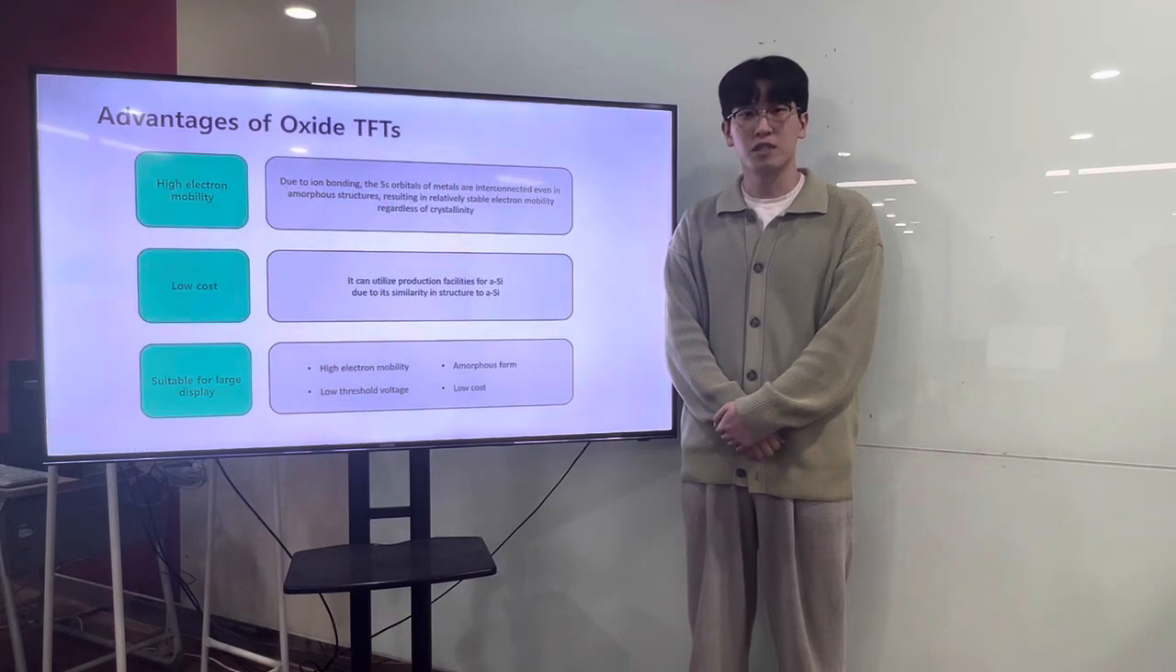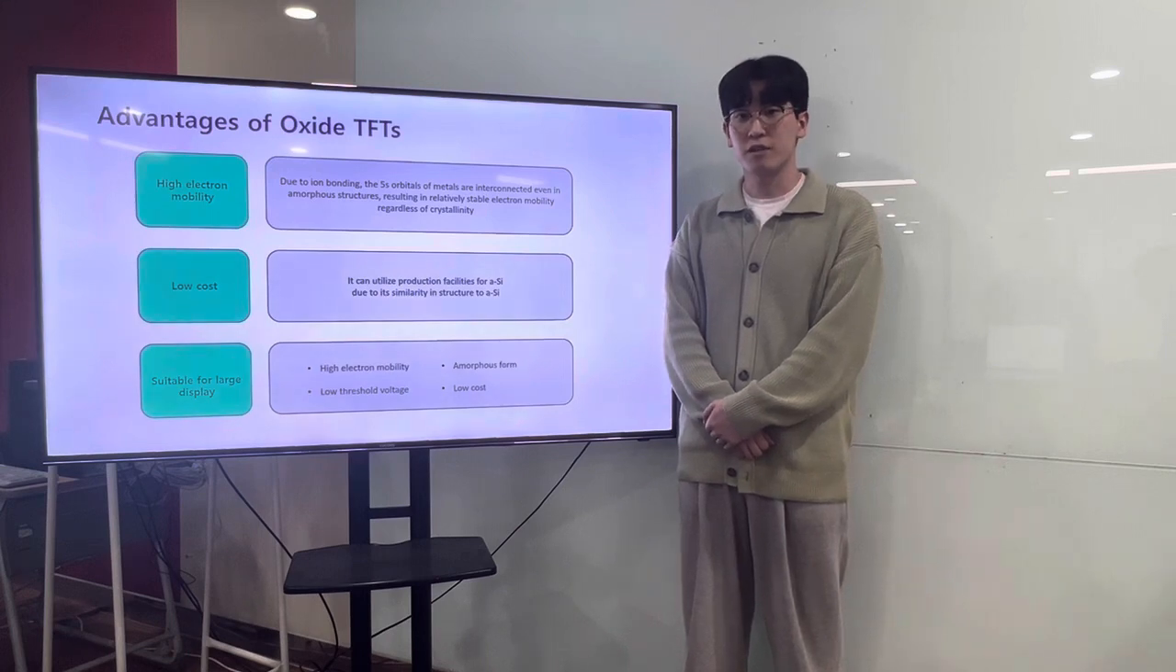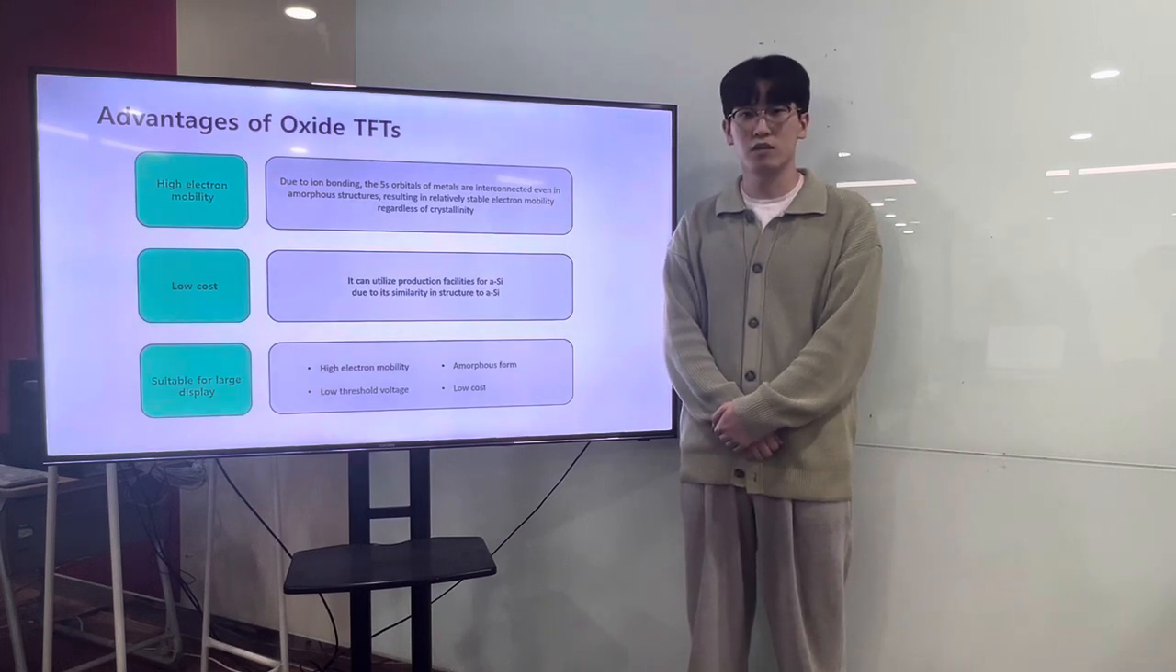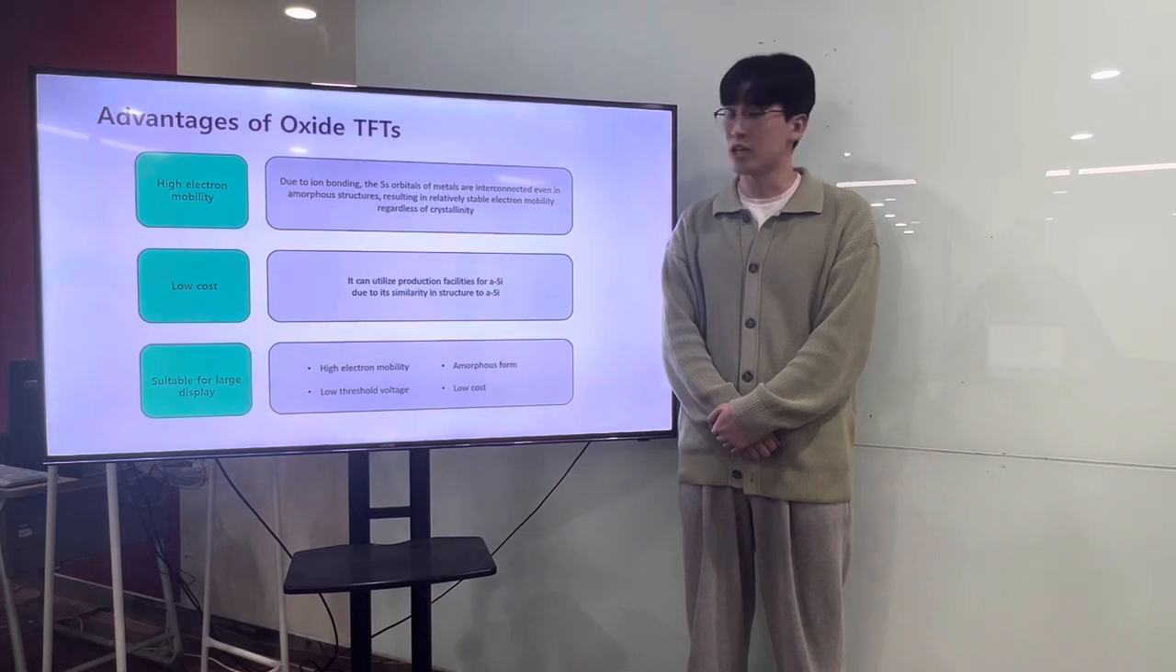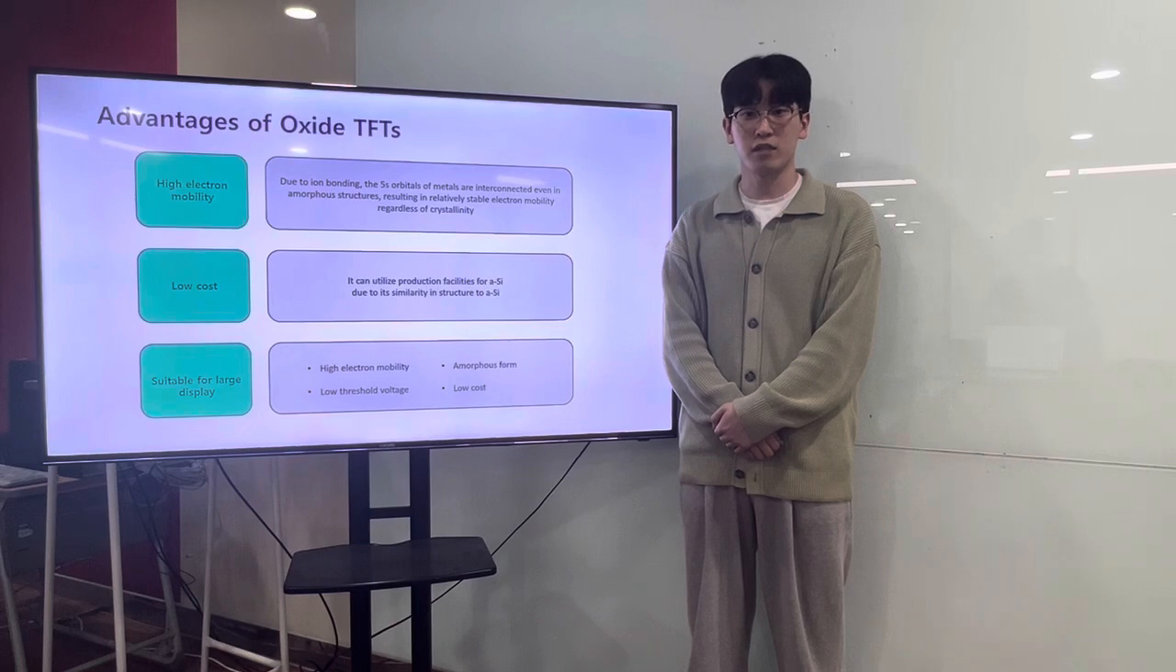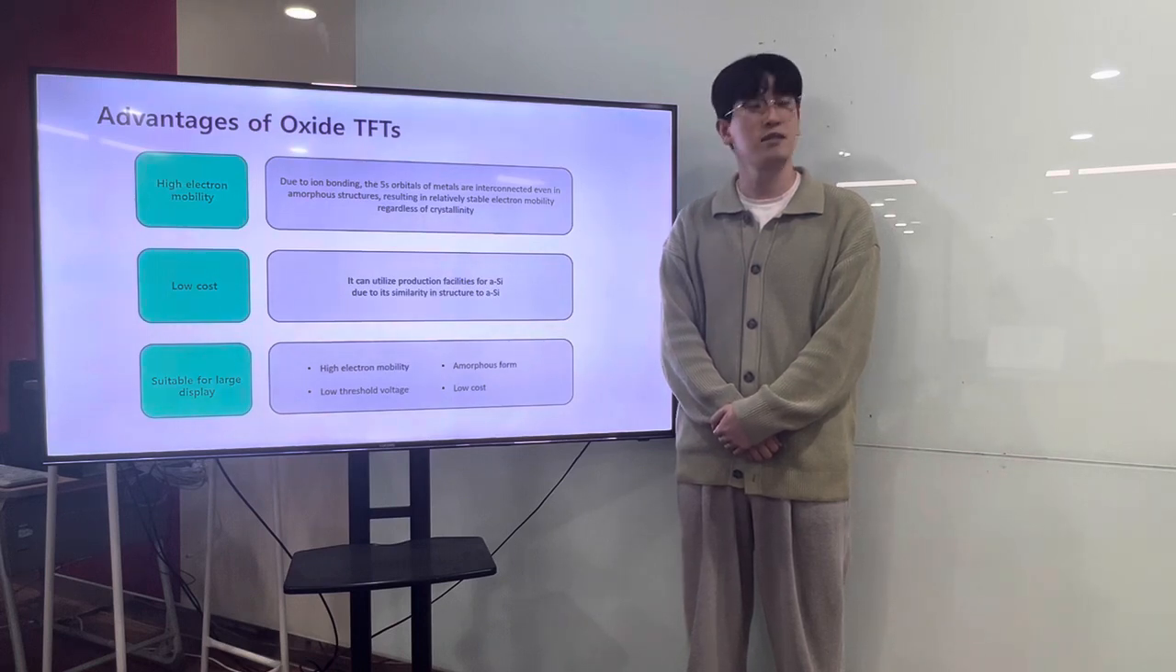To overcome this limitation, researchers have focused on oxide TFTs. These TFTs have high electron mobility in amorphous form, and also high uniformity, low threshold voltage, and low cost. These characteristics make oxide TFTs suitable for high-quality and large-area displays.